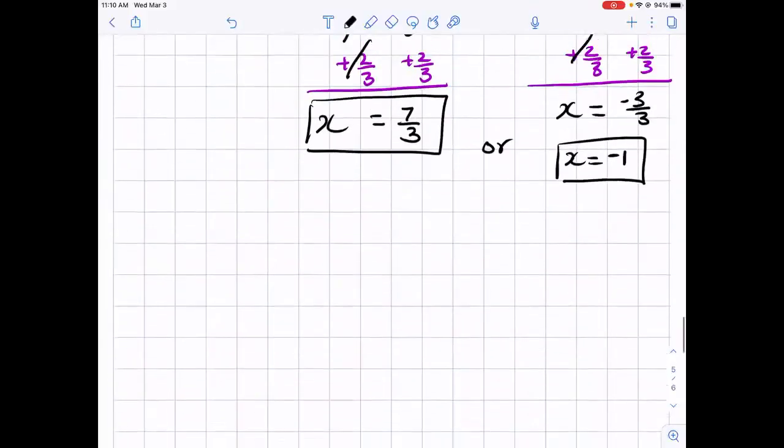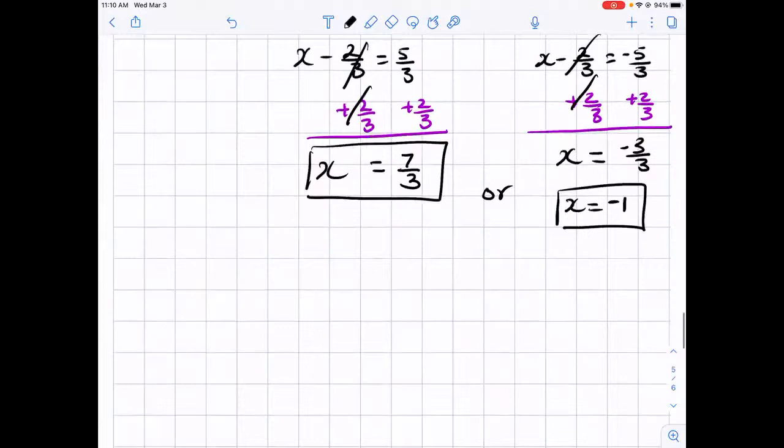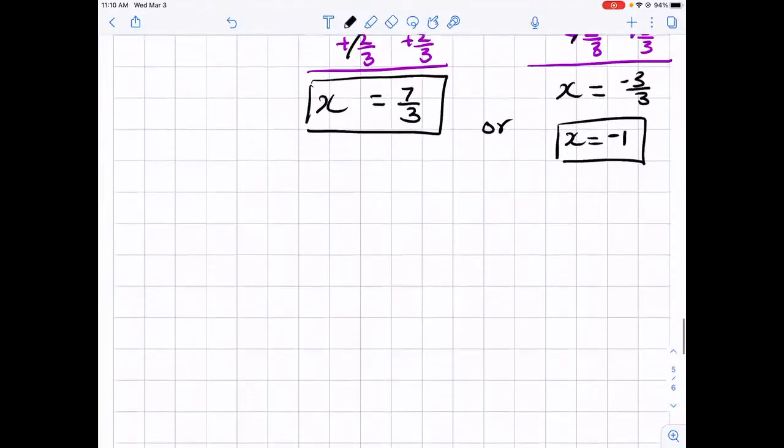So that's the process of completing the square. Like I said, there are different approaches to how you solve, but I like showing it this way because it helps you later on if you have to graph these equations, okay? So now we'll look at the quadratic formula.